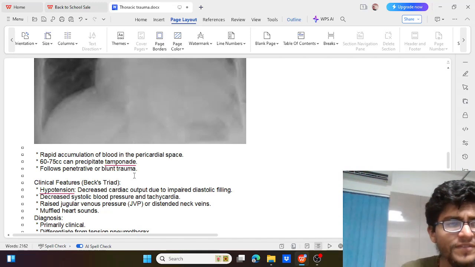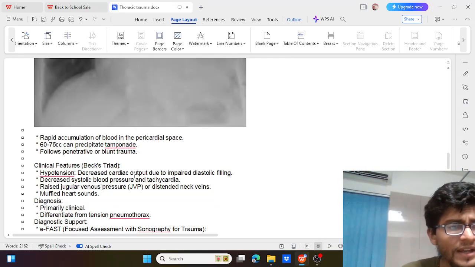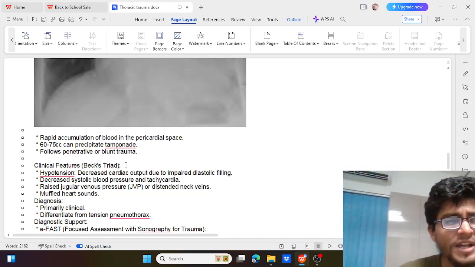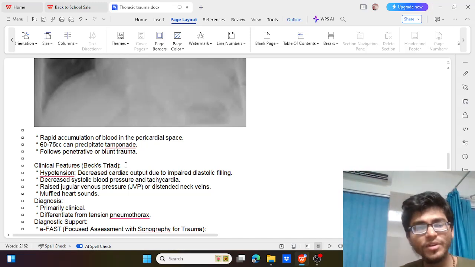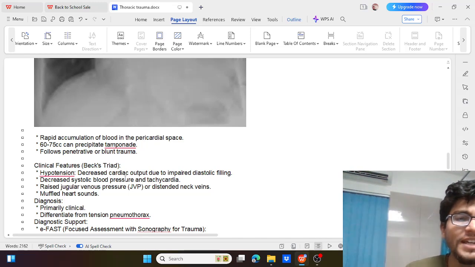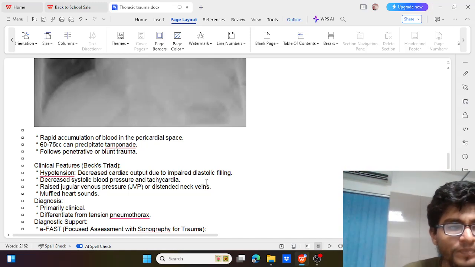So what are the clinical features? As we can see in the diagram, the clinical features are commonly known as Beck's triad. So what is Beck's triad? There will be hypotension. Because of decreased cardiac output, the heart is not able to expand and the blood cannot come in, so there will be impaired diastolic filling, then decreased systolic blood pressure, hypotension, and tachycardia.